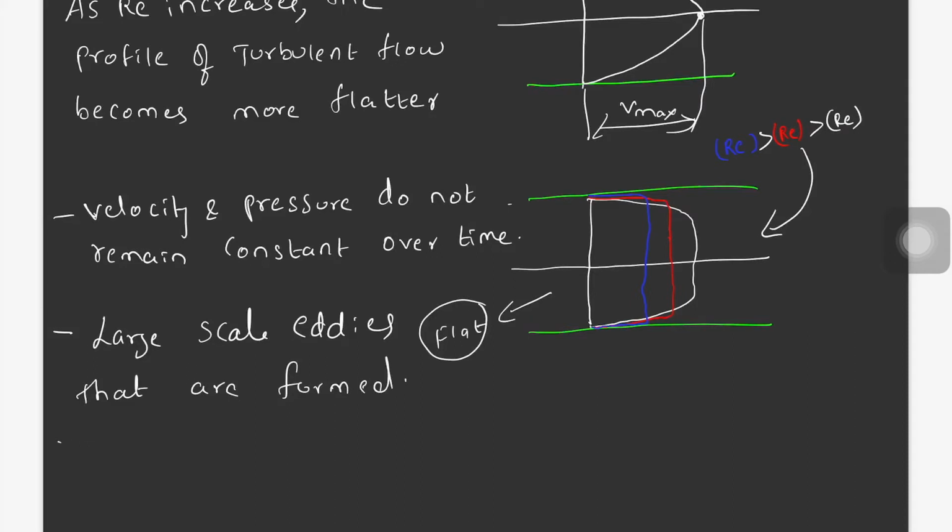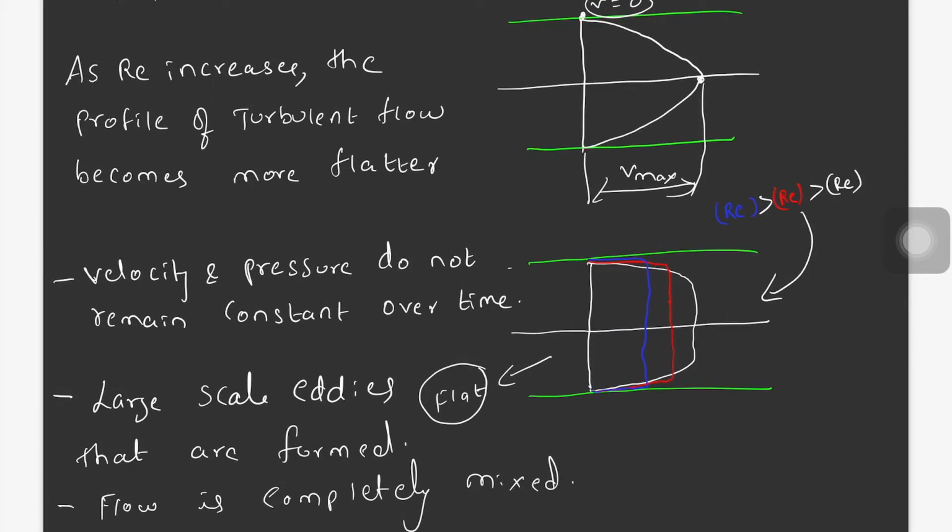Because of this, the flow is completely mixed. Each and every point in the flow is completely mixed. There is no distinguishing between one layer and another layer. In laminar flow, each layer goes in its own path, whereas in turbulent flow, everything gets mixed up. If you notice the profile in laminar and turbulent flow, here it converges to the center point, reaches a maximum and again goes to 0, whereas here it increases but stays constant over a particular area and then again decreases.